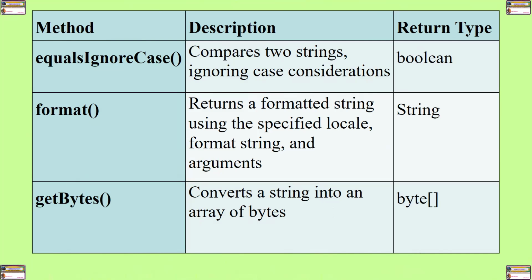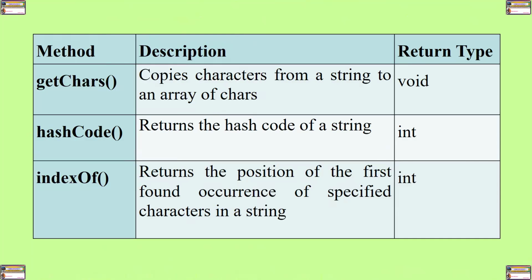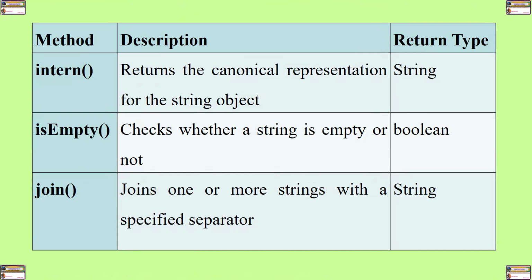We have format. It returns a formatted string using the specified locale, format string and arguments. We have getBytes. It converts a string into an array of bytes. We have getChars. It copies characters from a string to an array of chars. We have hashCode. It returns the hash code of a string. We have indexOf, which returns the position of the first found occurrence of specified characters in a string. We have intern. Intern returns the canonical representation for the string object.